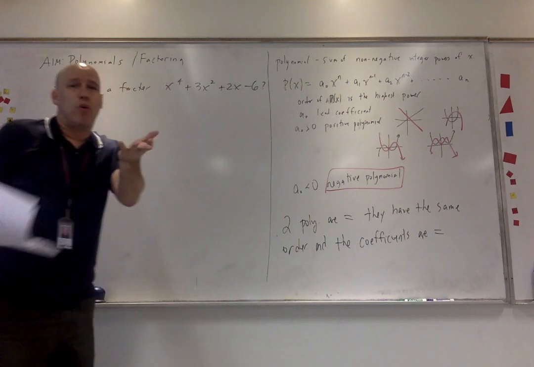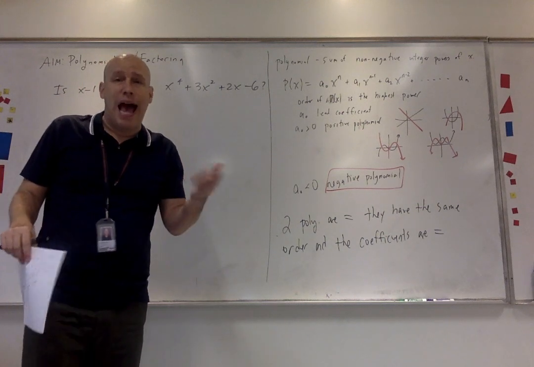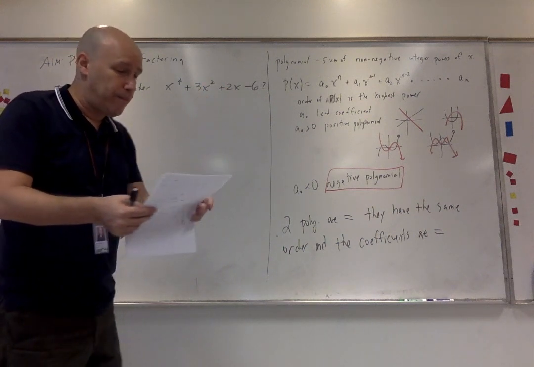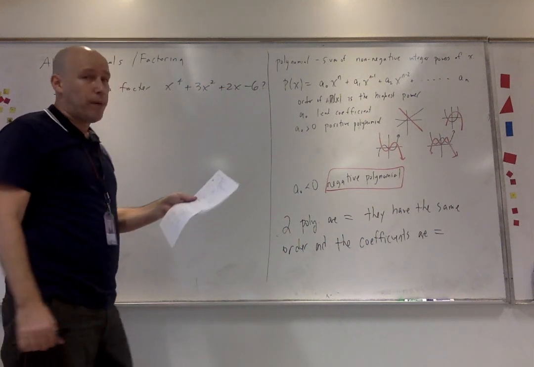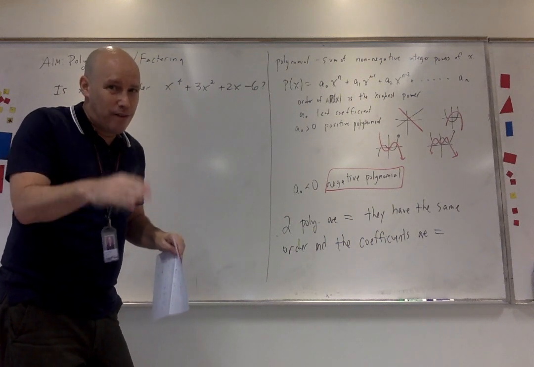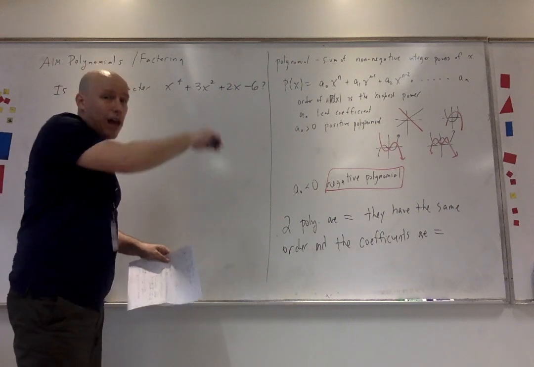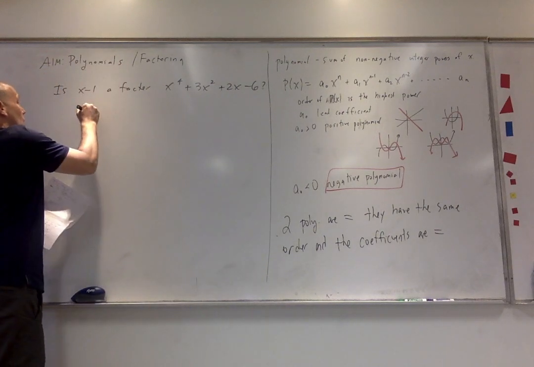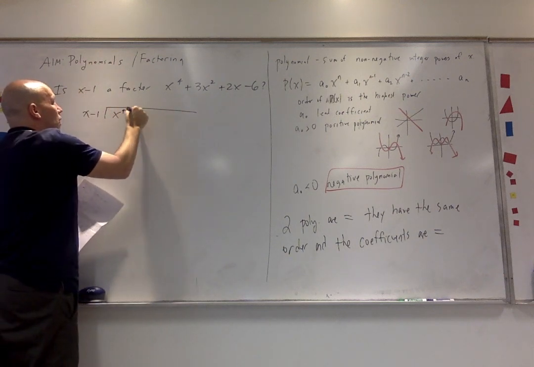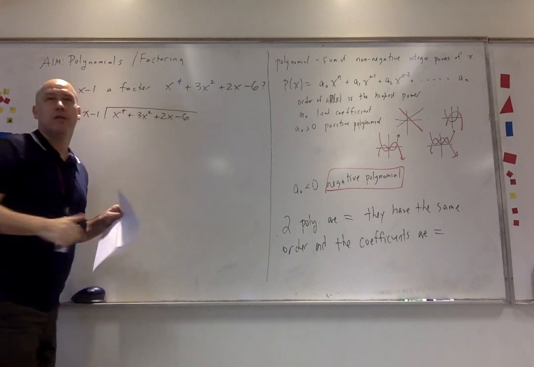Now, you can go to Desmos right now, stick this in there, and you can see whether or not it passes through the x-axis at 1. But we want to know if we can do this by hand. Let me go through real old school. You can fast forward through this, or you can watch. Really old school says, do like that long division you did. So x minus 1 into x to the 4th plus 3x squared plus 2x minus 6.